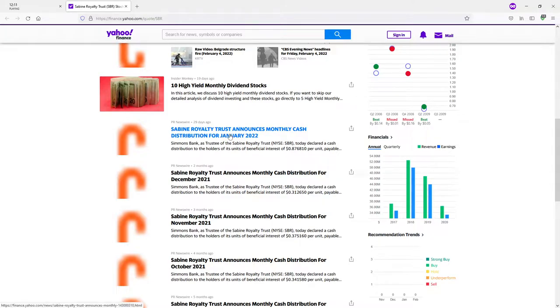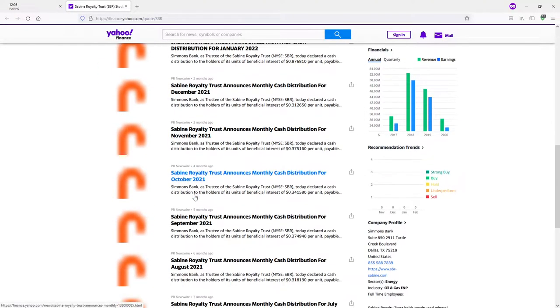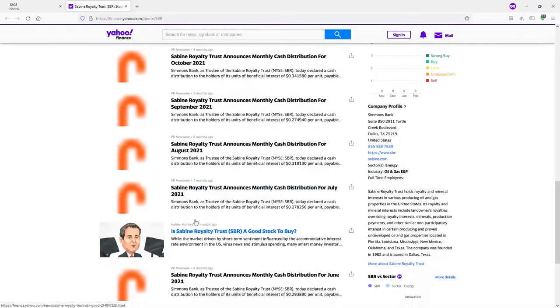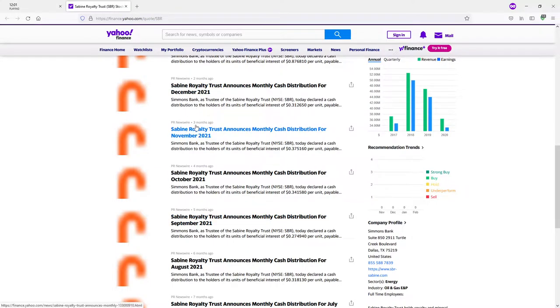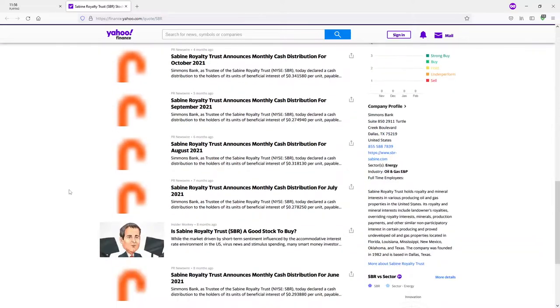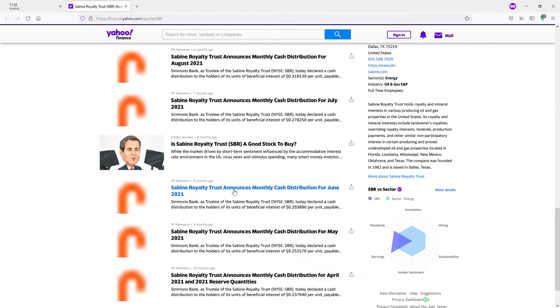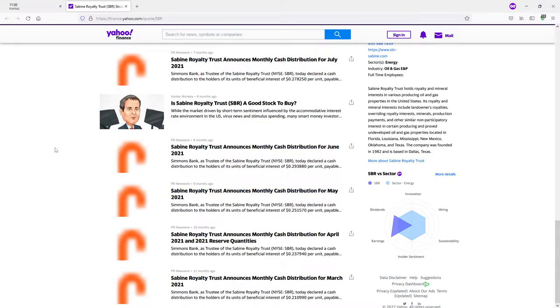Monthly cash distribution for January, 87 cents per unit. Cash distribution for December, for November, for October, for September, for August. I could turn that into a song. For July, for June, and for May, and for March, and for April. Oh, that's as far back as it goes.